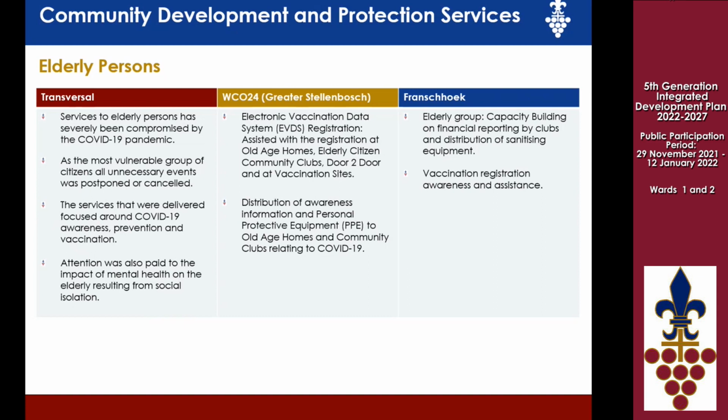Then in terms of the Greater Stellenbosch area in particular, electronic vaccination data system, EVDS, registration assisted with the registration of old age homes, elderly citizens, community clubs, door-to-door, and vaccination sites. Distribution of awareness information and personal protective equipment to old age homes and community clubs relating to COVID-19 was also done. Then looking at the Franschhoek area in particular, elderly group capacity building on financial reporting by clubs, and distribution of sanitation equipment was done. Vaccination registration awareness and the system was also done.